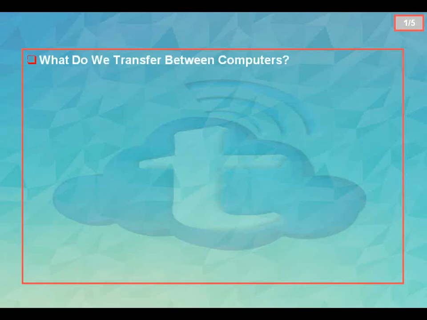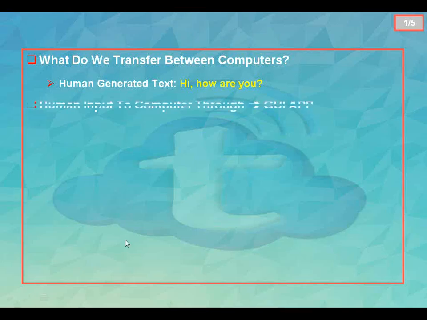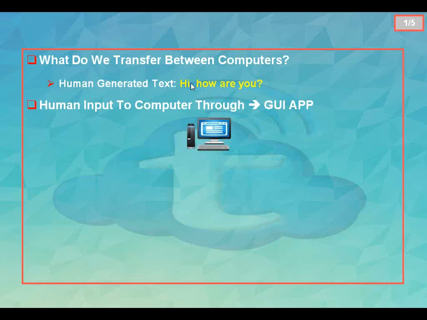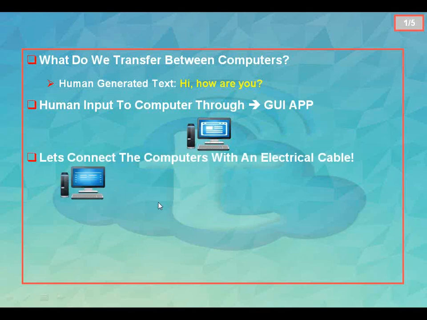So what do we transfer between computers is the first question. Assume that a human has inputted a text, "hi how are you", to a computer. The computer definitely requires a graphical user interface app to read this information. Agree or not? You type something on a GUI app, right? You input that into a GUI app. Now what should happen?